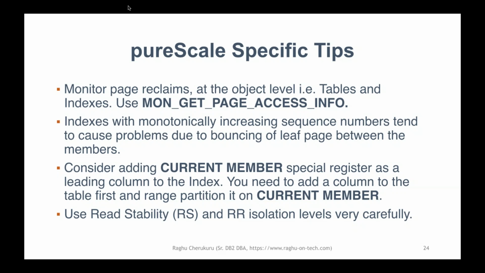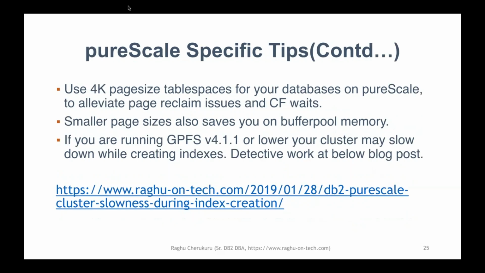And also try not to use read stability and repeatable read isolation levels in PureScale unless you absolutely need them. And try to use smaller page size table spaces to alleviate these page reclaim issues and CF waits. Smaller pages also save you some buffer pool memory.